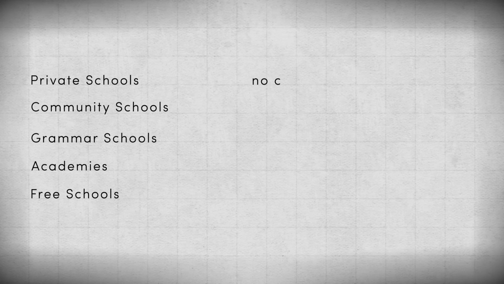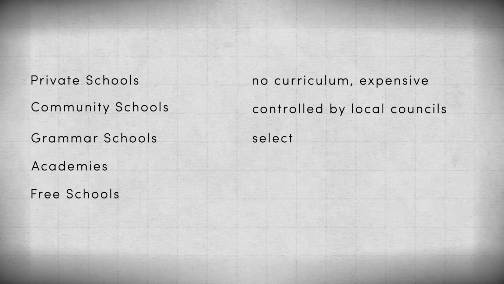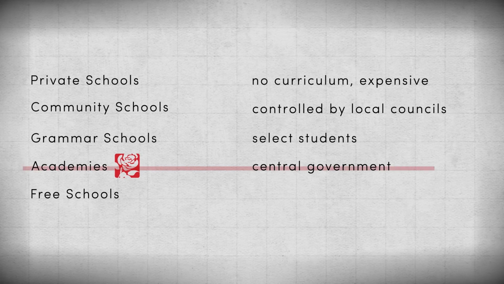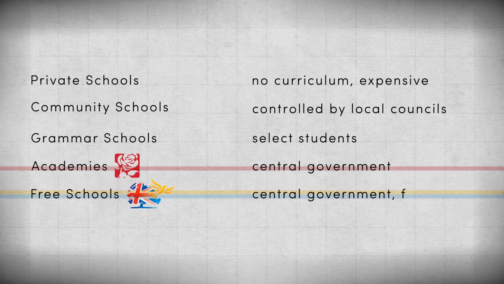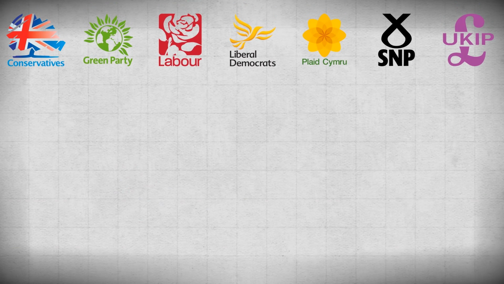Private schools don't need to follow the national curriculum, but account for a minority of students. Community schools are administered by local councils. Grammar schools can pick students based on ability. Academies are a Labour initiative to reform underperforming schools by being directly administered by the government. And free schools are a coalition initiative which extends the Academies programme to allow parents, teachers and organisations to set up their own schools. So what will each party do with this system?